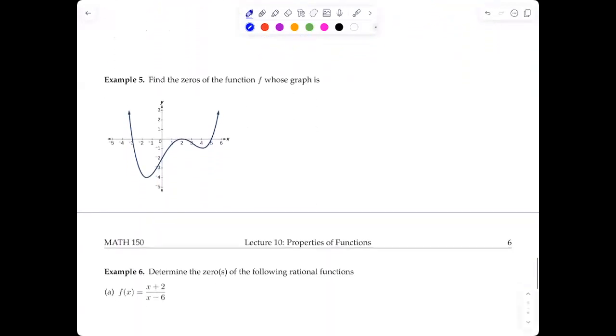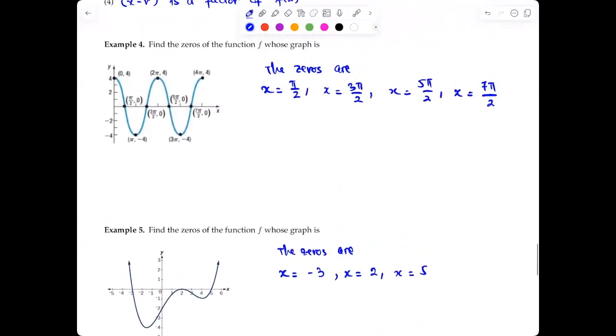Now, for example 5, again, find the zeros of the function given the graph. So the zeros are. Can you give me the x values such that the function is equal to zero? Yes. Negative 3, 2, and 5. Yes. Well, which one? 7 pi over 2, you mean?